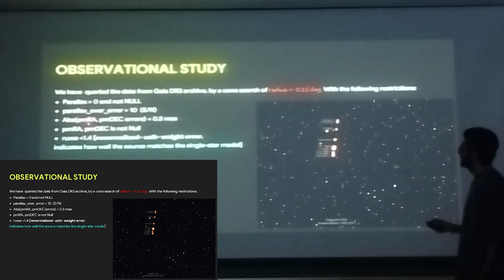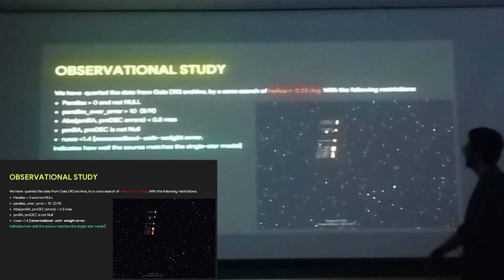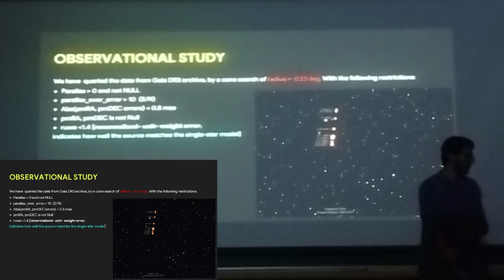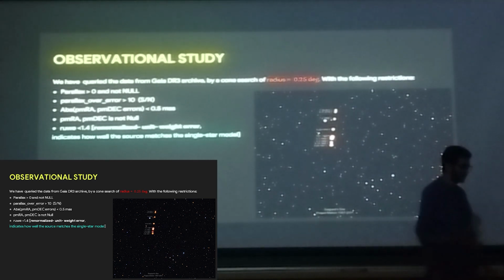And RUWE is a parameter which tells us that the data we are actually working with is indeed a single star and not an unresolved binary.